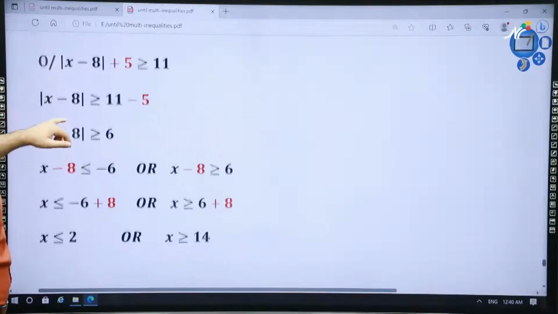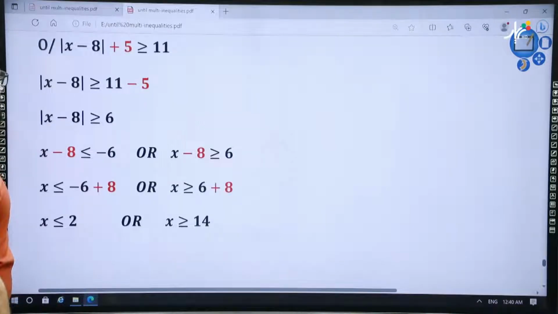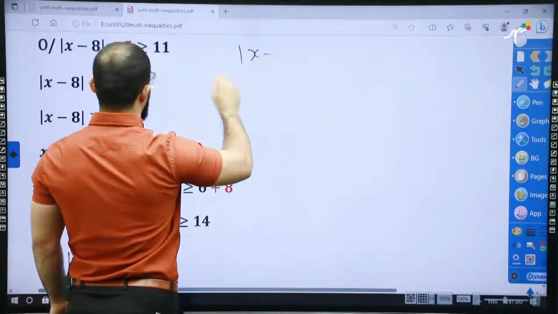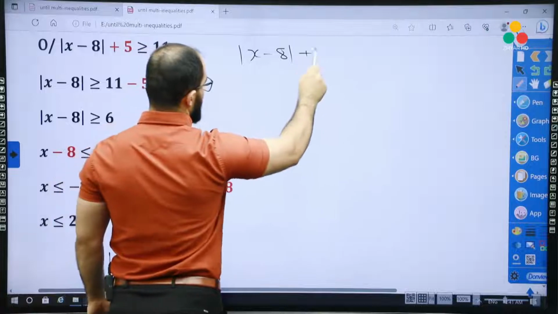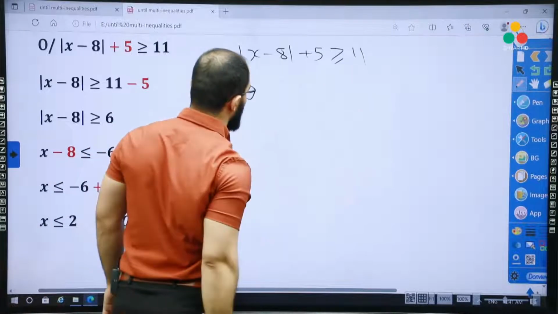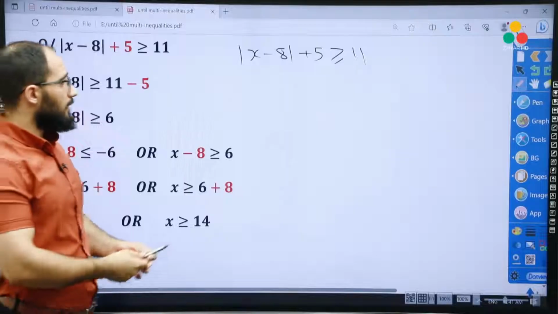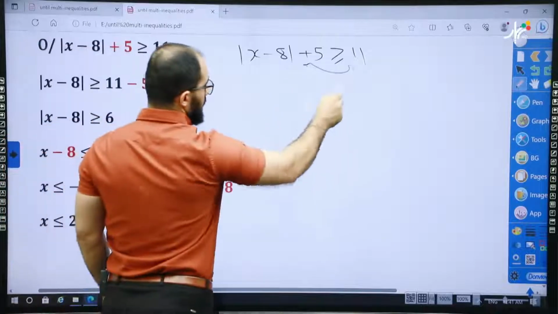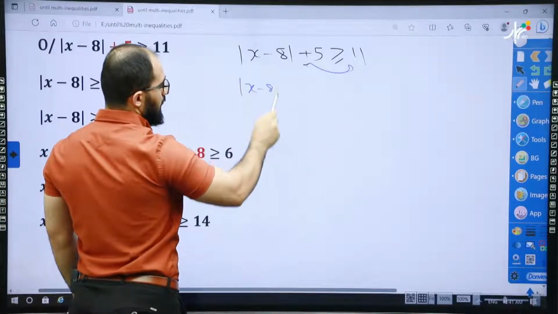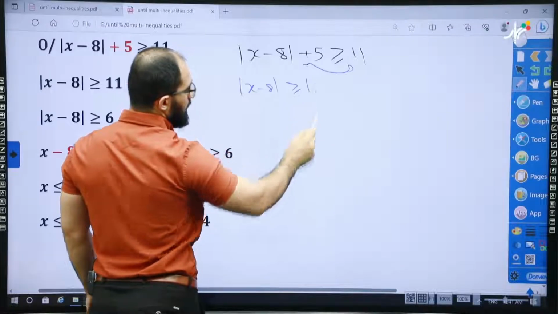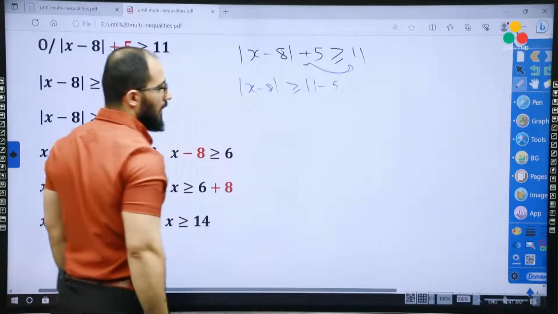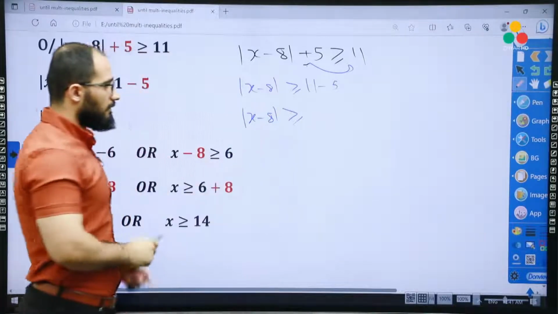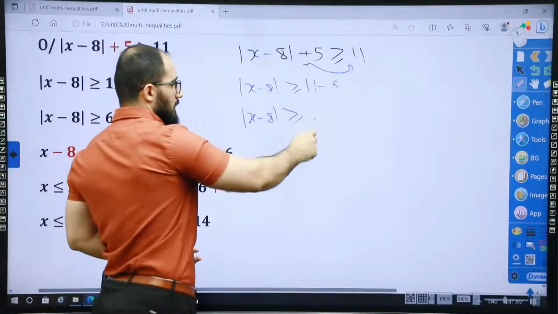And next example we have |x − 8| + 5 ≥ 11. First step, try to get rid of the positive 5, move it to the other side. So |x − 8| ≥ 11 − 5, which is 6.